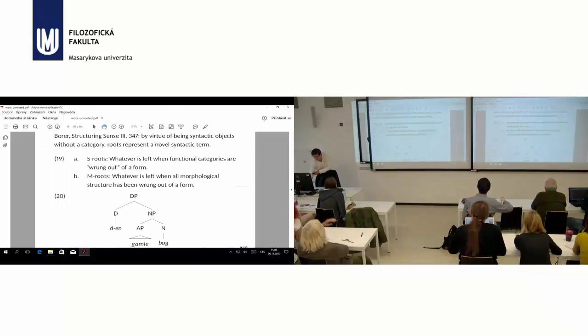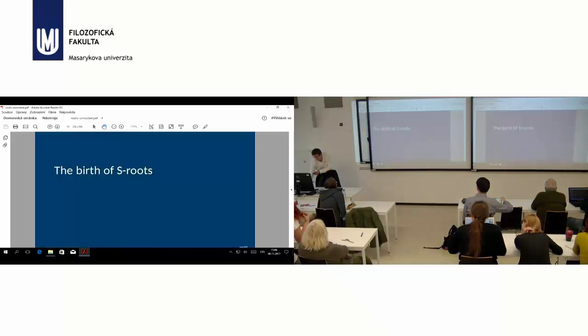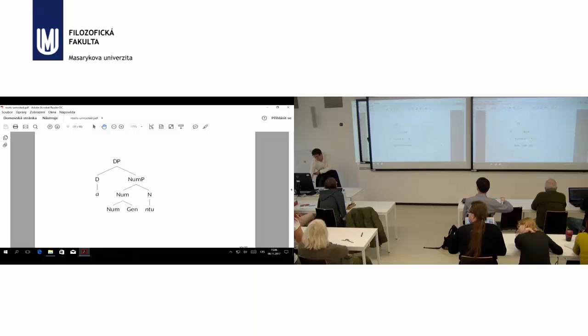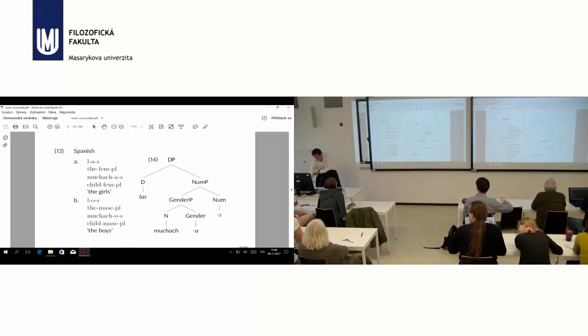Go ahead. Can I go back to las muchachas? If root is what is C-commanded by the functional head, then I can say that root is L as much as root is muchach. How do I choose what is root?